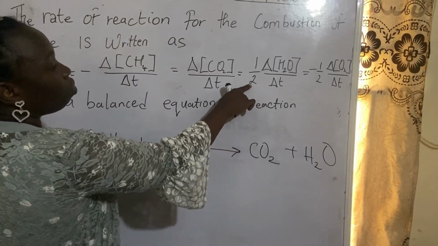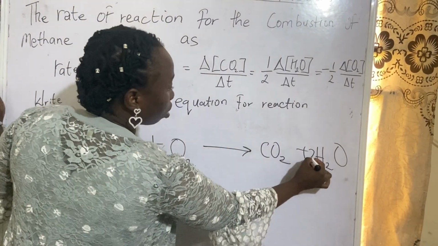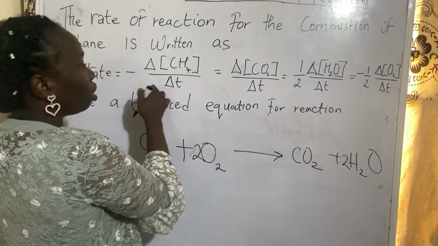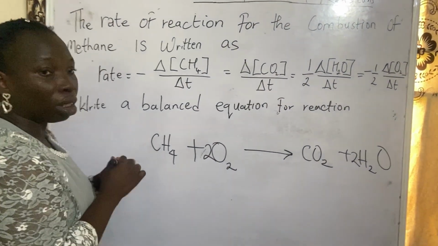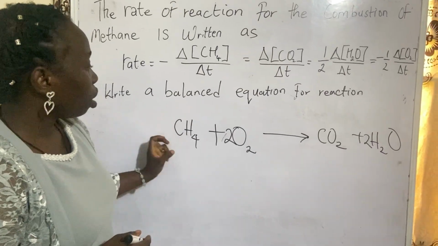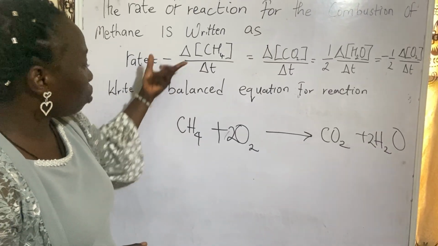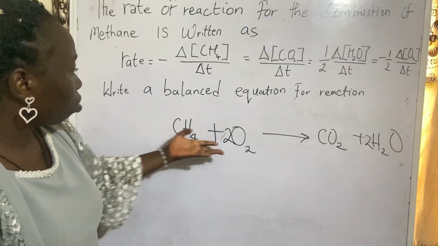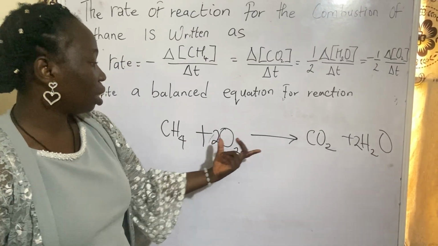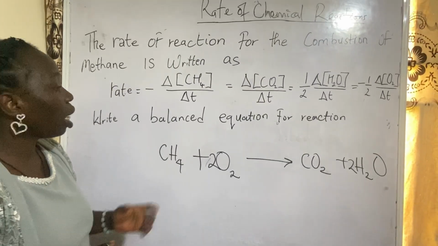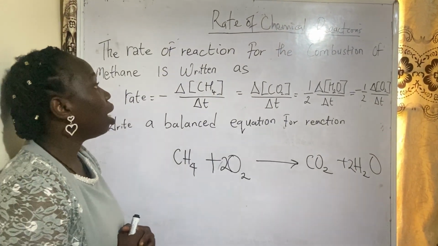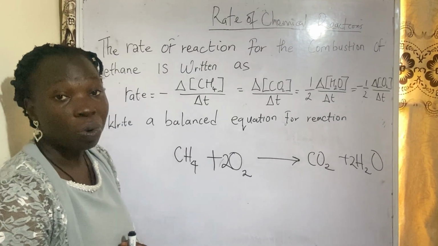Now this has a coefficient of 2, so you put 2 there. This has a coefficient of 2, you put 2. And the rest do not have any coefficient. They have 1, 1. 1 is arbitrary. So you look at it and look at your reaction. Is it balanced? Because they said write a balanced equation for the reaction. So you see that it is what? Balanced. So that is how to answer rate expression of chemical reactions.